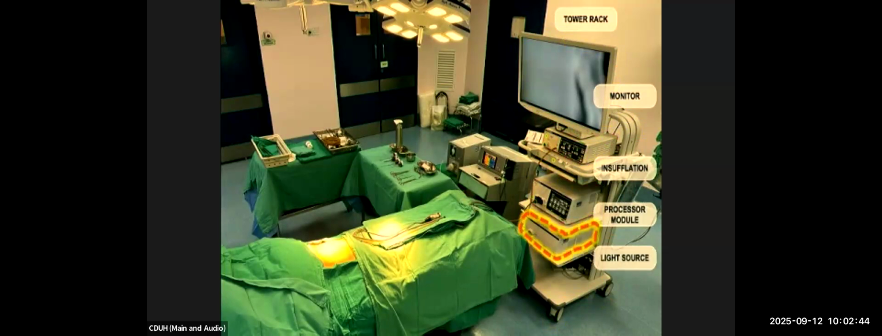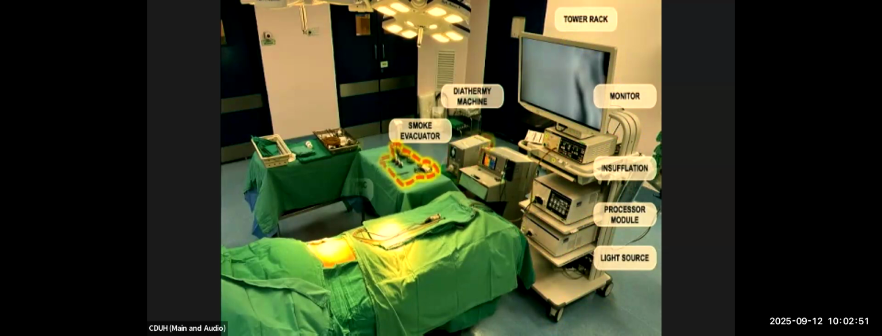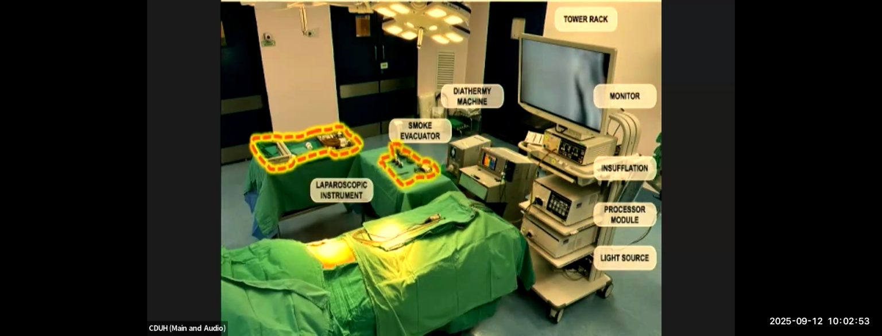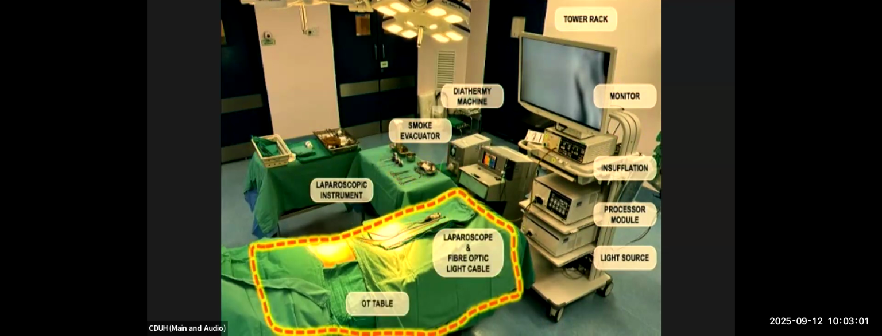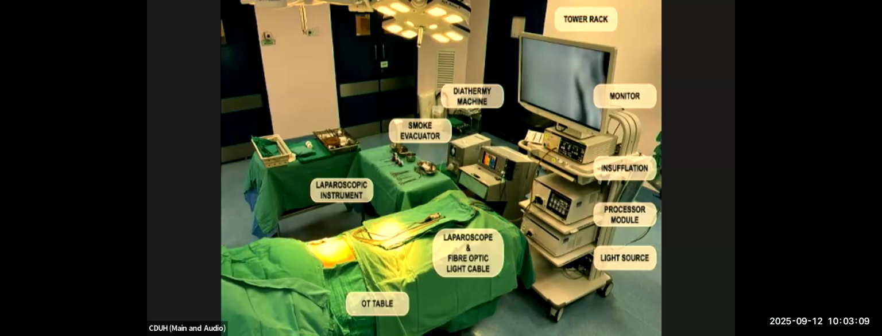Down here, this one is a light source. Over here, this is a diathermy machine. This is a smoke evacuator machine. And over here, these are all the laparoscopic instruments. On top here, this is a laparoscope and also the fiber optic light cable. And lastly, we don't forget, we need to have the OT table to position the patient. So this is roughly how the whole OT setup is going to be.